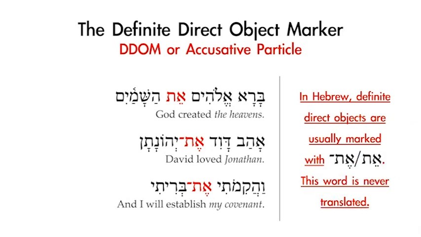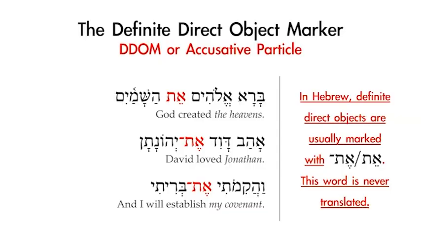Now what does that mean? There are a few words in Hebrew that have no translation value but only mark grammatical functions. One of those words is the definite direct object marker. It doesn't have any semantic value. It has only grammatical value. And what it's doing is telling you that the word that follows is the object of the verb, the definite direct object of the verb.